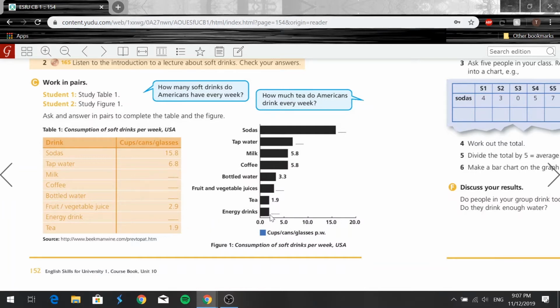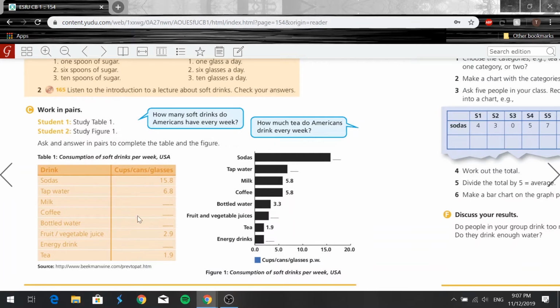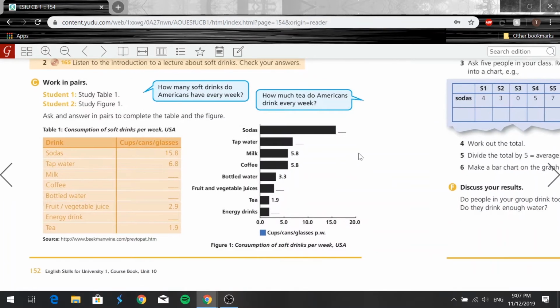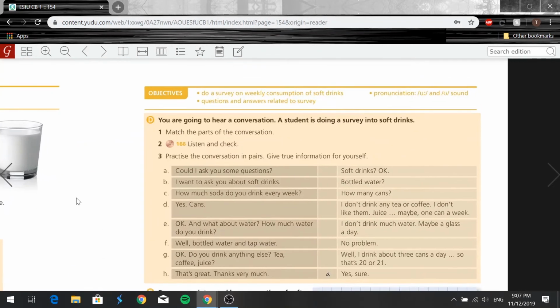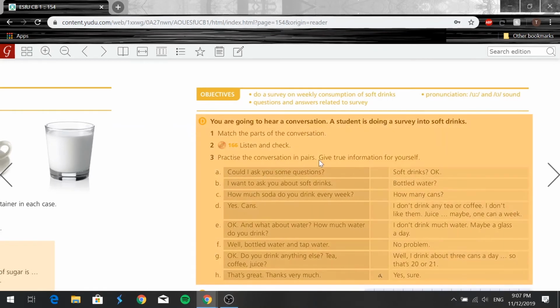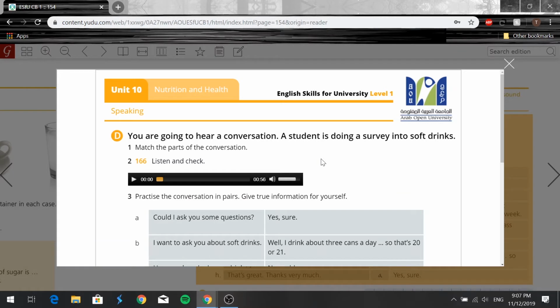I think energy drinks, this looks like it's a 1.9. Right, so it's the exact same as tea, and tea is again 1.9. Okay, so that was exercise C. Now let's move on. Here we have exercise D. You're going to hear a conversation. A student is going to do a survey into soft drinks. Right, so let's listen and then we'll check our answers.